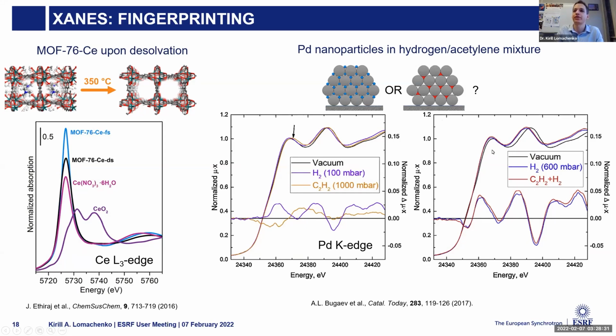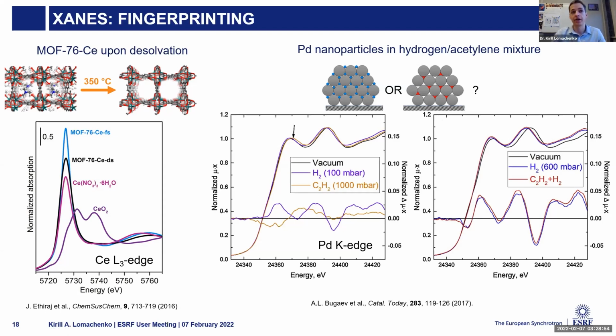And we see that the spectrum of our species very closely resembles the one of palladium hydride and not at all the one of palladium carbide. And this is our conclusion, this is our result, that in this particular mixture we form hydride and not carbide.